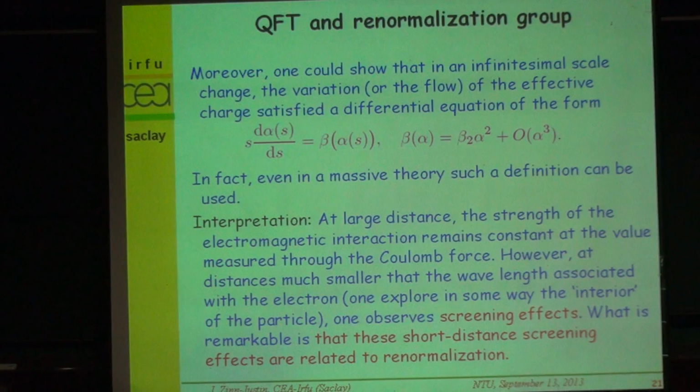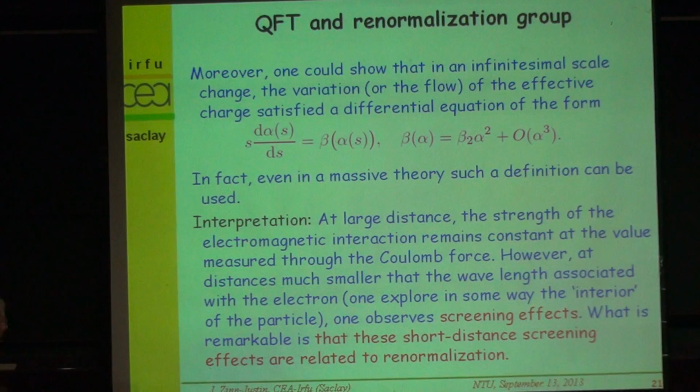And then it was also realized in the late 60s that in fact you can do it even in a massive theory. You can decide, though it's not natural, to define the charge as the interaction at the scale of the Z vector boson at 100 GeV, if you would like. In particular, if you address high energy, just choose a high energy scale. Okay, so now the physical interpretation is simple. At a large distance, the strength of the electromagnetic interaction is a constant. It doesn't depend on the scale, and you can measure it by the Coulomb force.